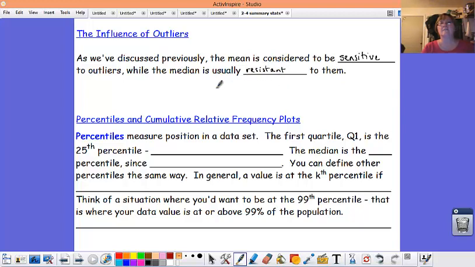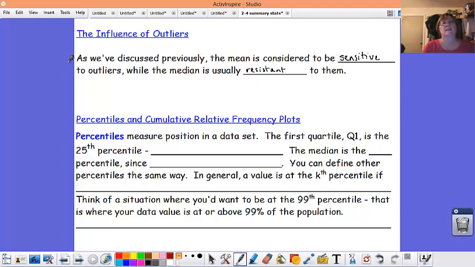It takes changes in the number of items to change the median. It takes changes in the value of items to change the mean. So the median can resist change unless you add a whole bunch more pieces of data to the set. That will stay the same. The mean fluctuates a lot based on extreme values.